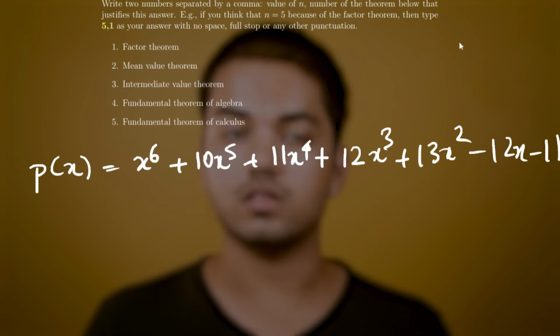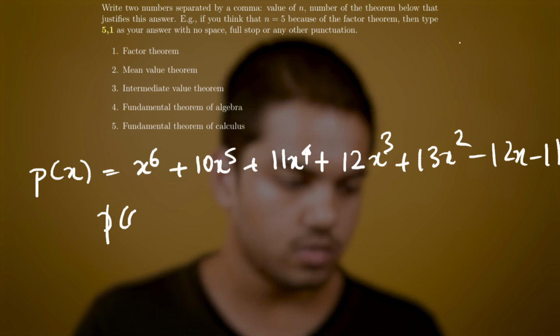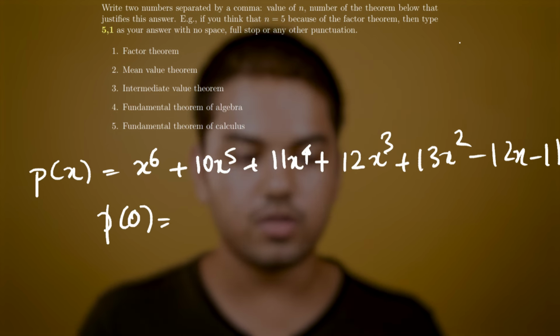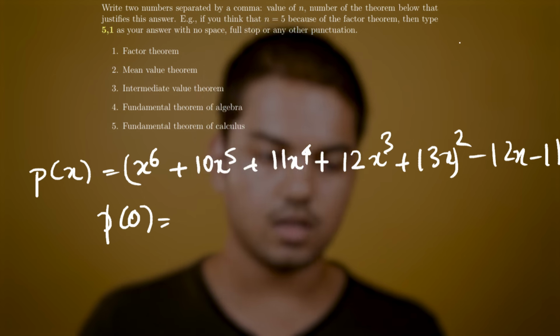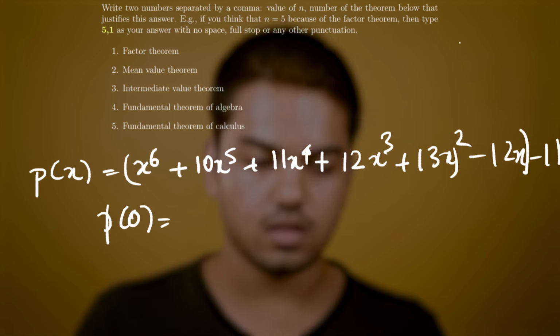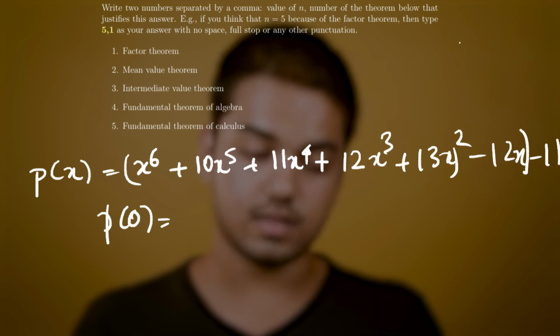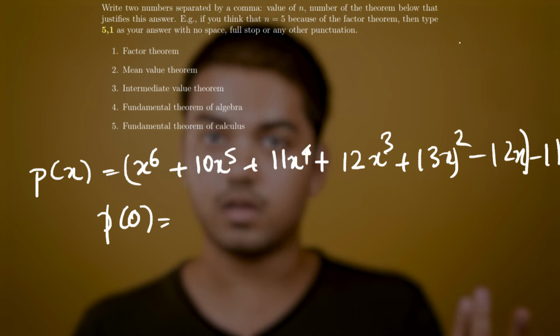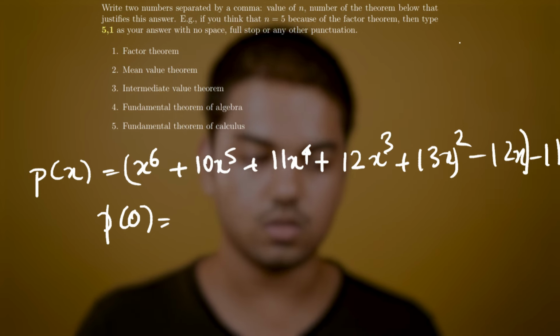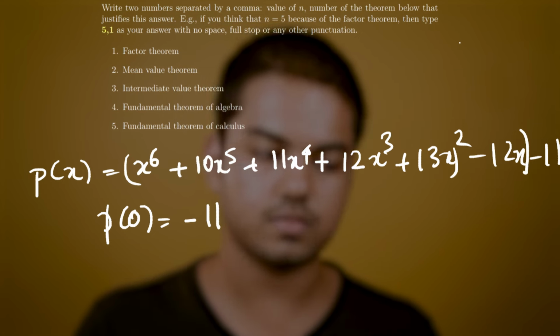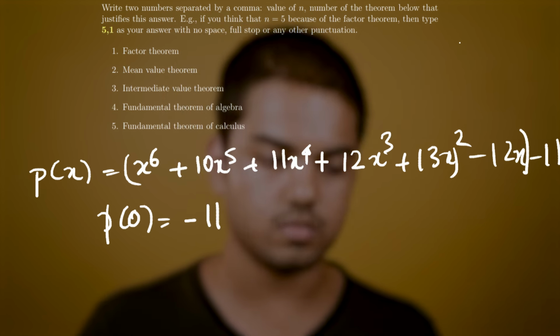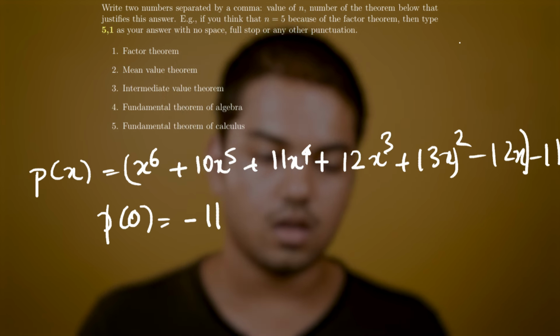So let's check the value at 0, right? At 0, I don't have to look at any of these terms, because when I set x equal to 0, this entire part just goes away, right? So p of 0, as usual, is just going to be the constant term. Unfortunately, this is not a 0. The value is negative 11.